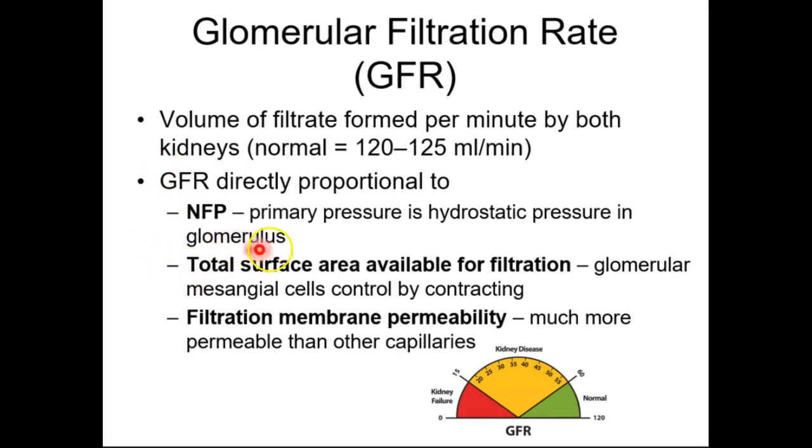Another effect is going to be total surface area available for filtration. That means having 2 kidneys instead of 1, and having a number of functioning nephrons. It is possible to damage individual nephrons. It also is going to be affected by glomerular cells. There are cells that can contract and decrease surface area. And then filtration membrane permeability. They are fenestrated, so they should be more permeable than capillary beds with tight junctions, for example. Not as permeable as sinusoidal capillaries, but again, we do not want to lose red blood cells into urine, so that's a good thing.